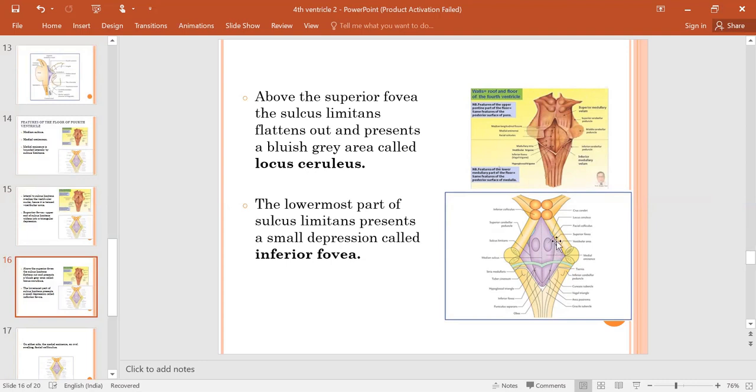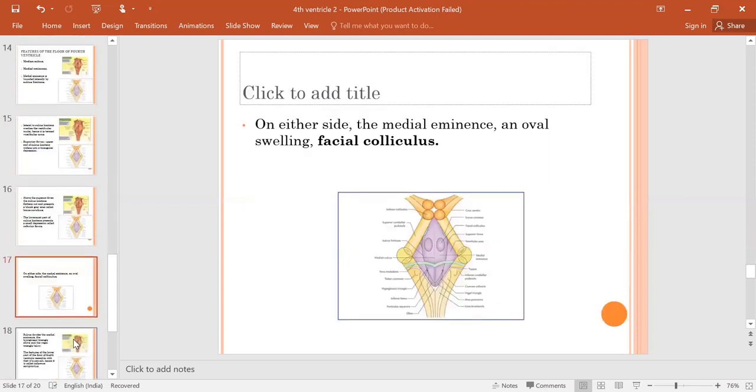So at the upper part of the sulcus limitans, you can see a depression that is called the superior fovea. Similarly, you can see another depression in the lower part of the sulcus limitans. That depression is called the inferior fovea. Then on either side of the median eminence, you can see an oval swelling that is called the facial colliculus.